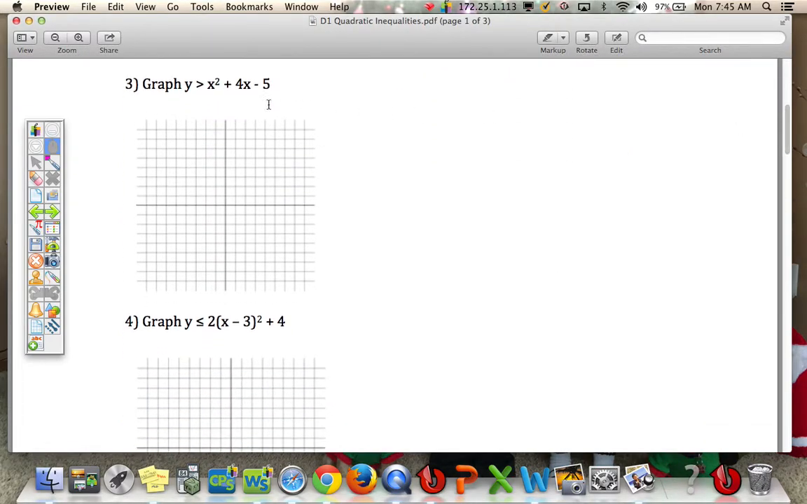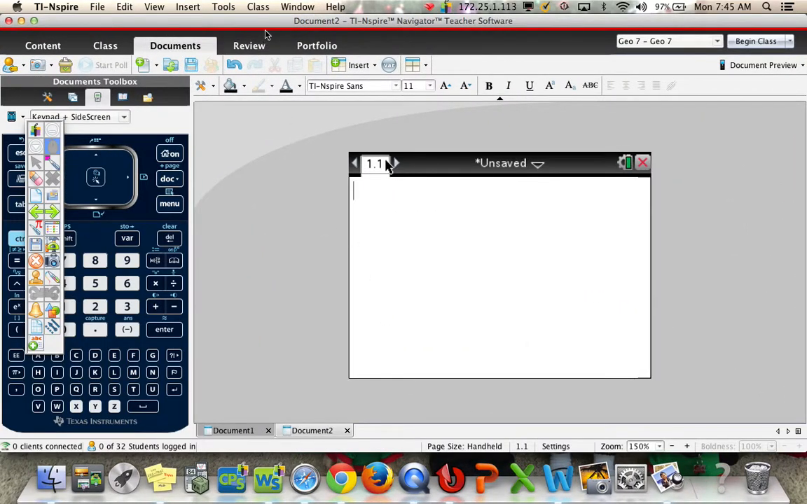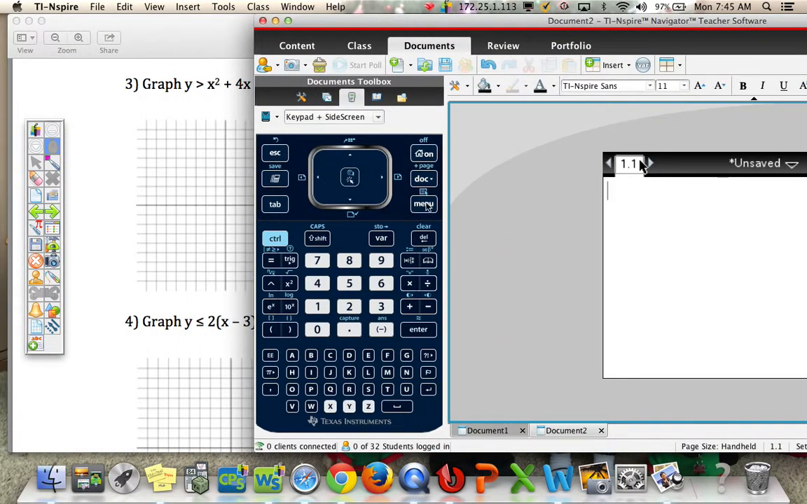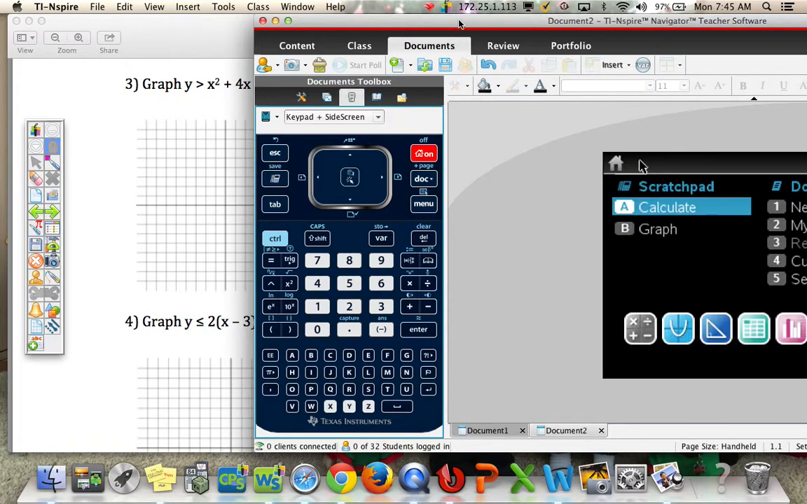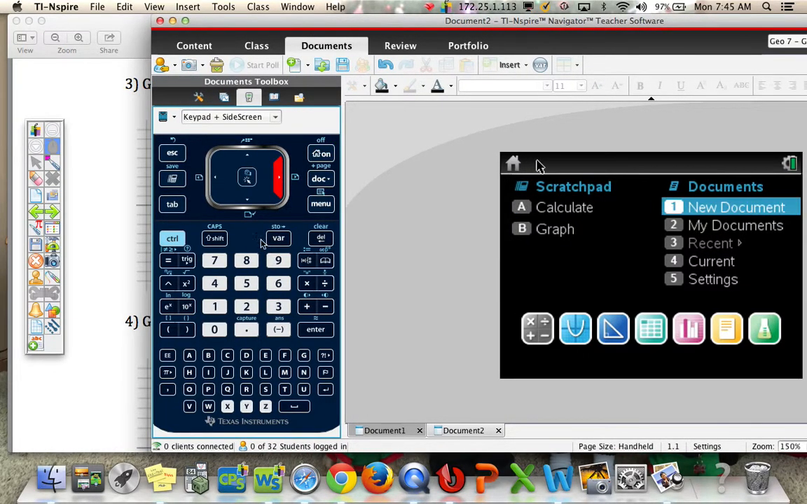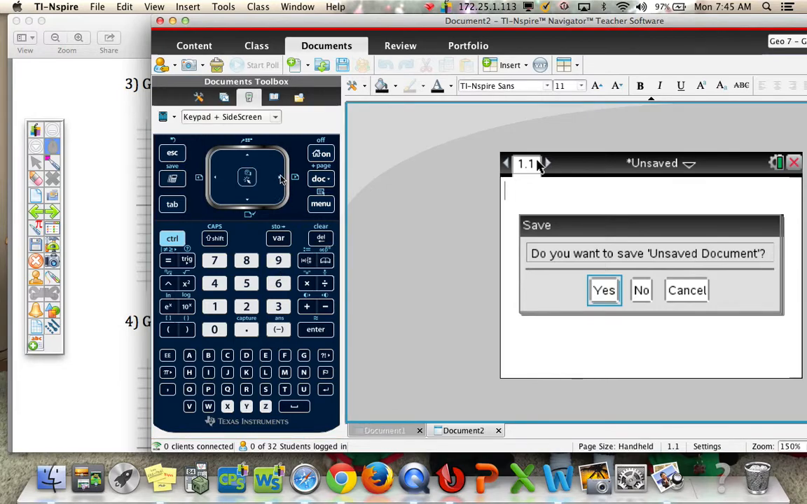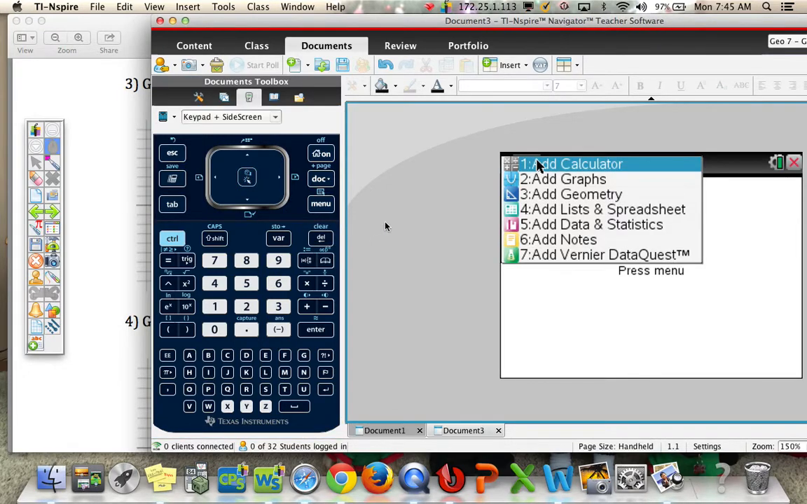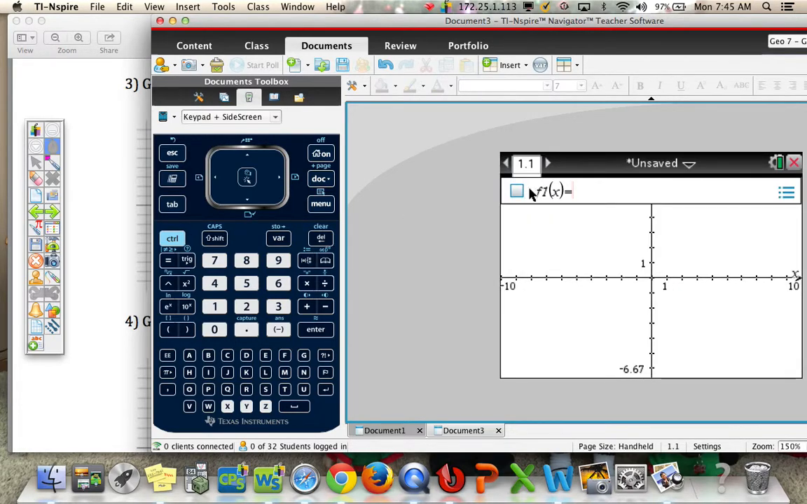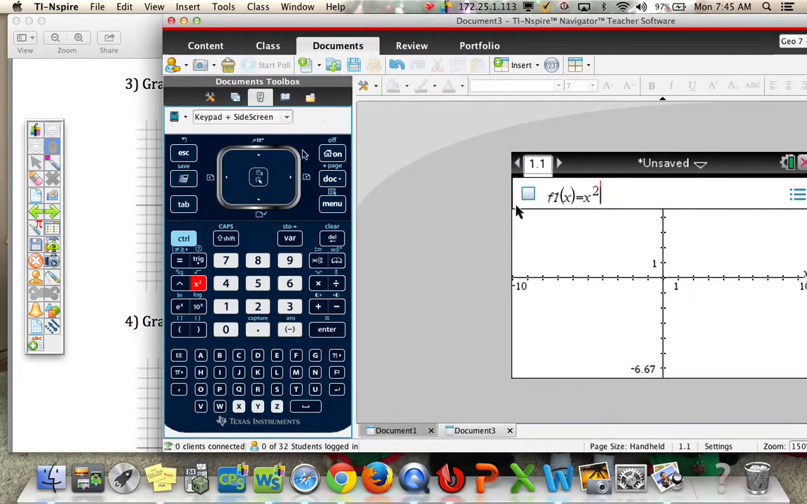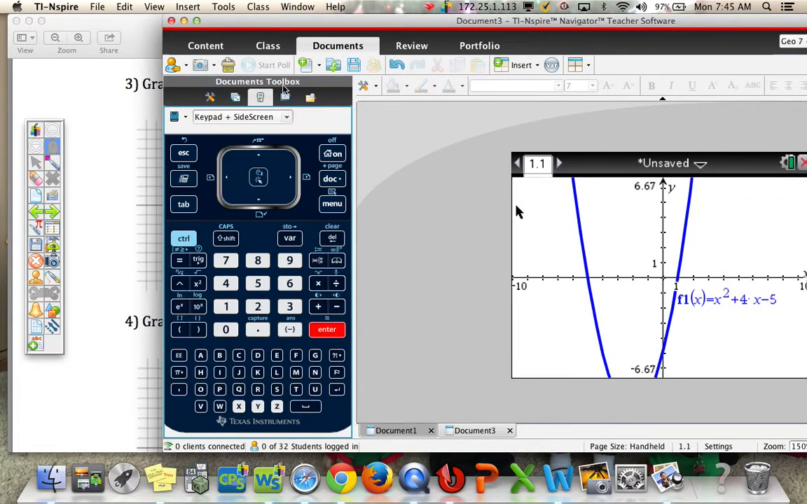All right, let's graph this parabola, x squared plus 4x minus 5. If we have technology, we can use that to help us graph. So I'm going to just open a new graph page. Okay, so let's add a graph. Let's type this in: x squared plus 4x minus 5. So we have this parabola right here.